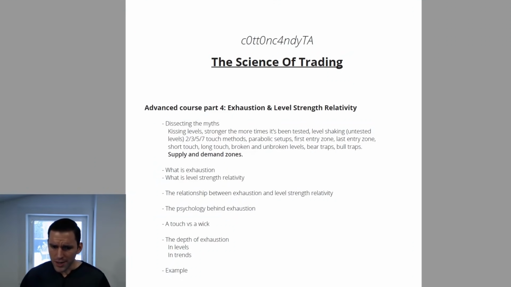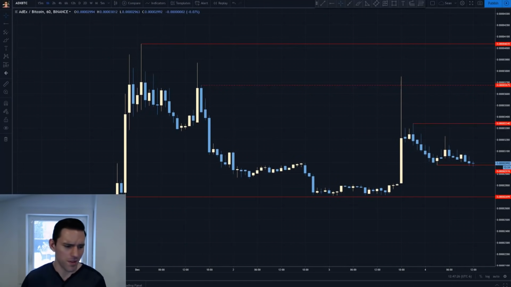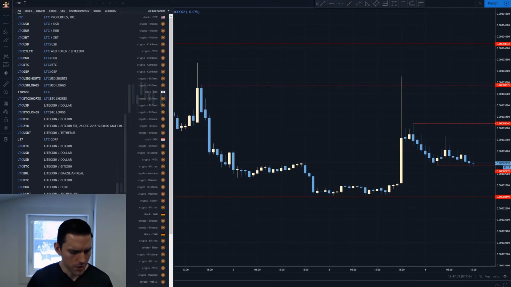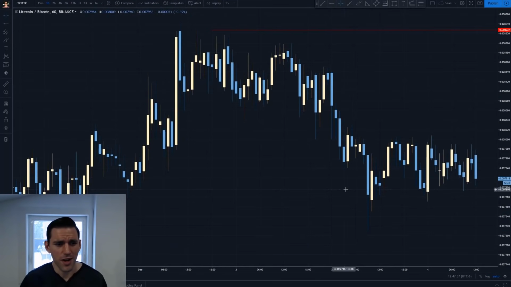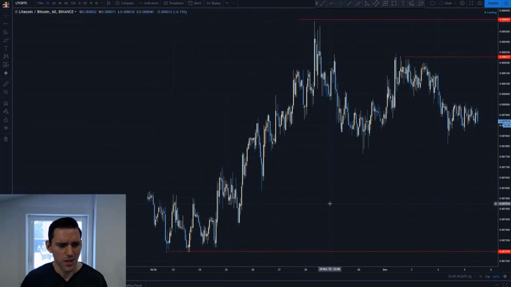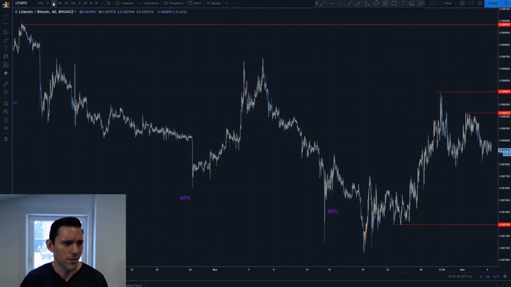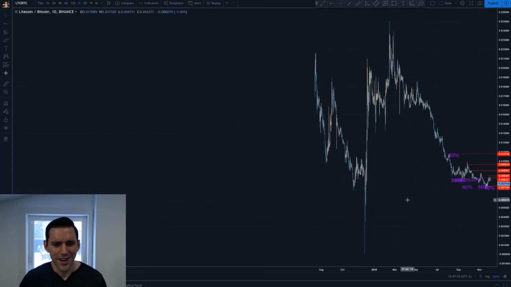So let's go back to our sheet and see if there's anything we missed here. A touch versus a wick. I guess we can elaborate on that a little more, and the depth of exhaustion, level, and trends. We already went through the example, so we kind of skipped to here. So let's just briefly talk about a touch versus a wick. We did talk about it on, what did we chart? Litecoin, LTC, was it Binance? I hope so. I don't want to have to do the searching for charts. It was. Okay, good. That's nice and easy for me.